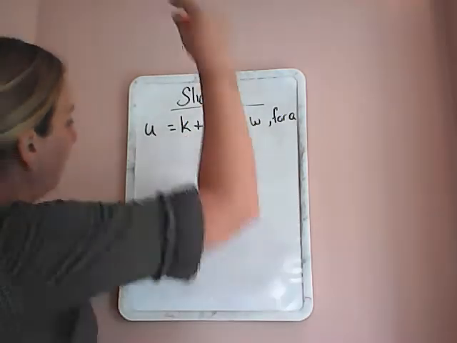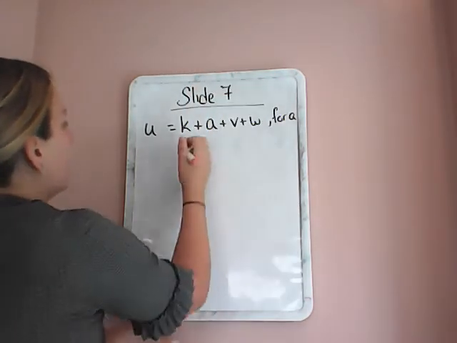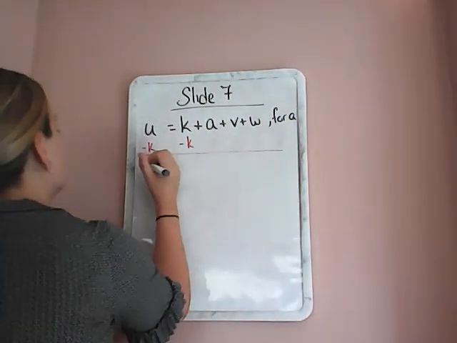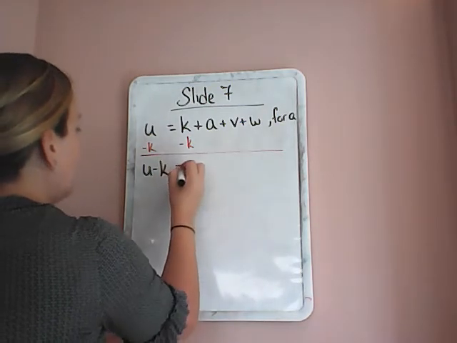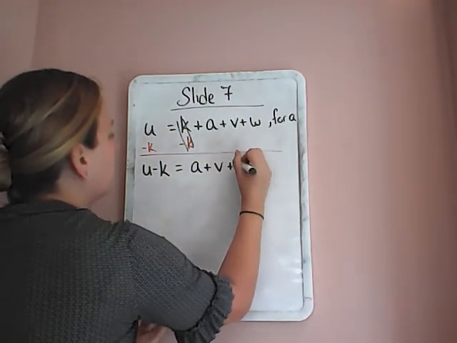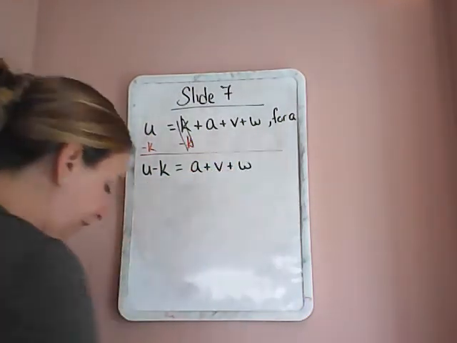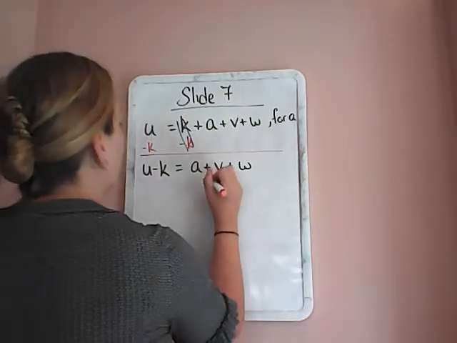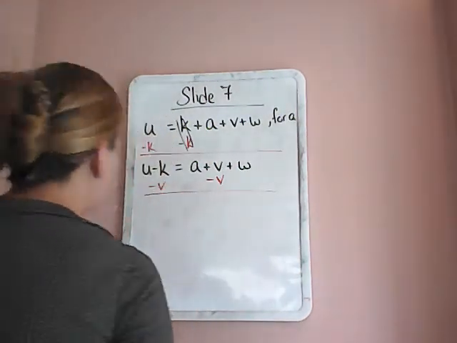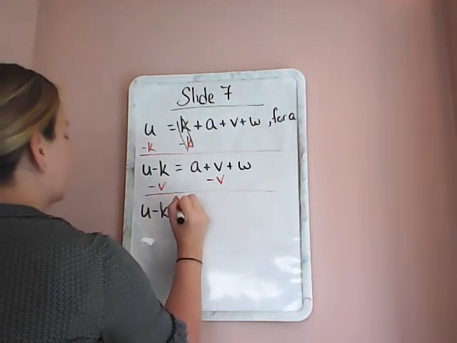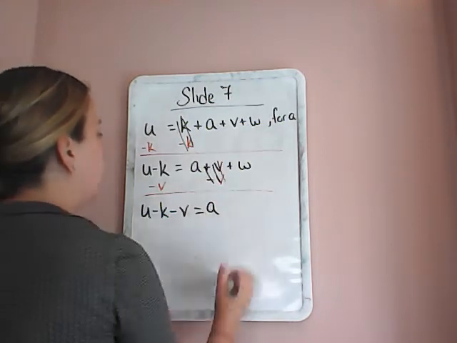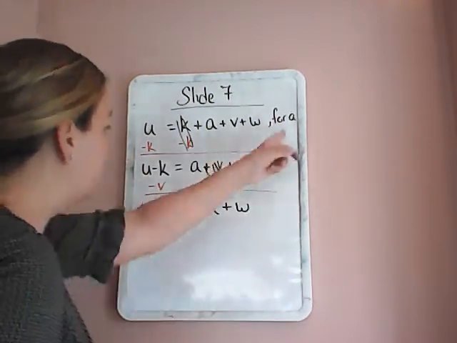Let's get rid of this k. It's a positive k, and we're going to just subtract it off. So over here on the left, I have u minus k, which equals, cancel, cancel, we have a plus v plus w. Now remember, we're trying to solve for a, so we'll just leave it there. We'll subtract v from both sides. So now we have u minus k minus v equals, a comes down. These have canceled. Okay, we're really close to having a by itself.